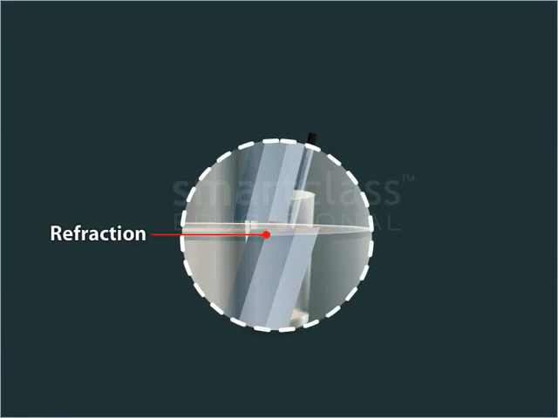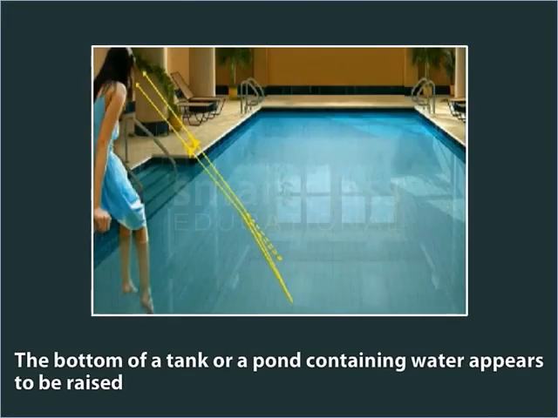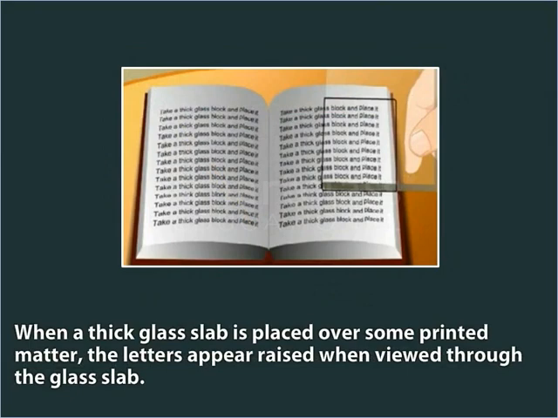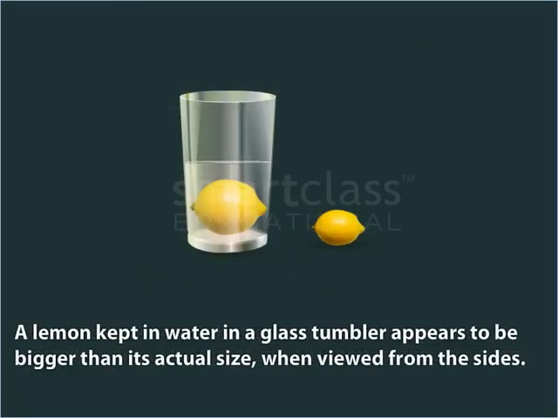Some other effects of refraction of light seen in our daily life are: the bottom of a tank or a pond containing water appears to be raised. Similarly, when a thick glass slab is placed over some printed matter, the letters appear raised when viewed through the glass slab. And a lemon kept in water in a glass tumbler appears to be bigger than its actual size when viewed from the sides.